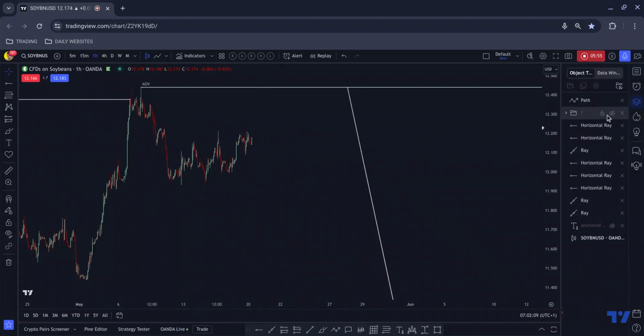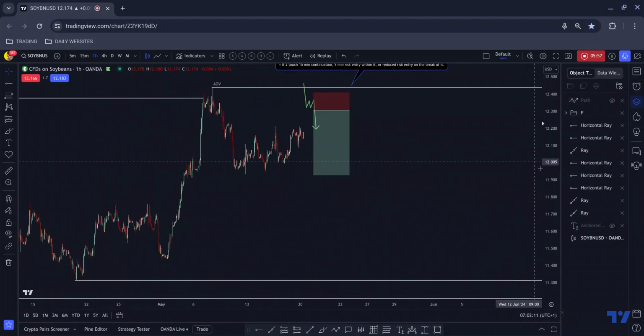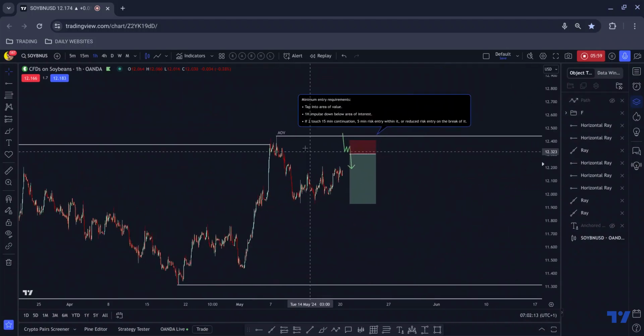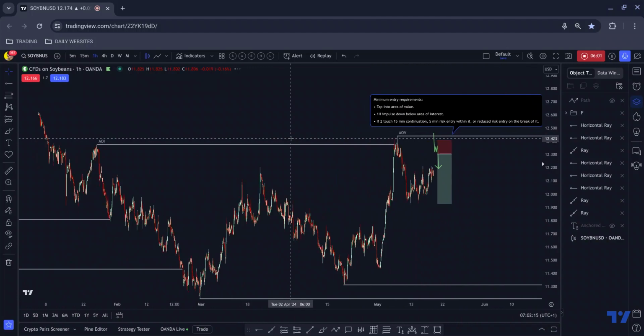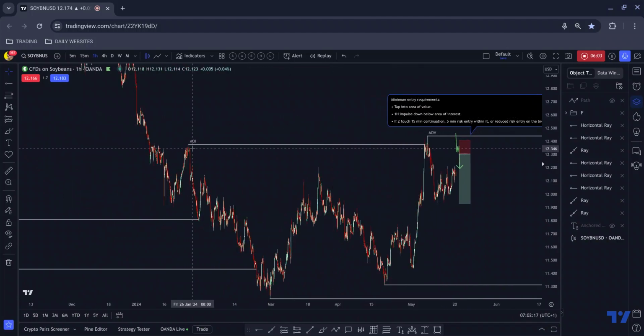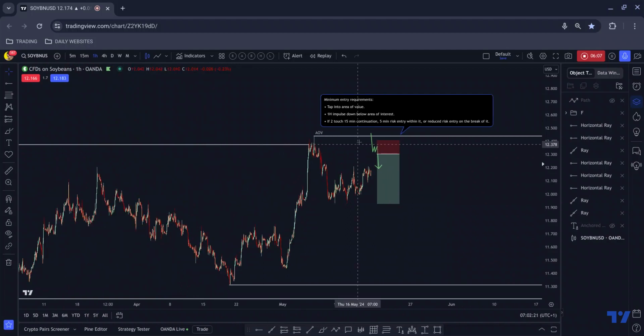But for the meantime, what I'll be looking for as it stands is a tap into this area of value. A 1 hour impulse below this area of interest has now become an area of interest for me, and then I'll be looking for a pushback down, a 1 hour push down, a 15-minute flag, and then I would look to get short on the break of the flag or with a risk entry within it, which I would filter on the 5-minute chart.